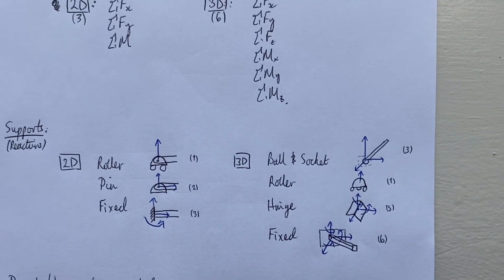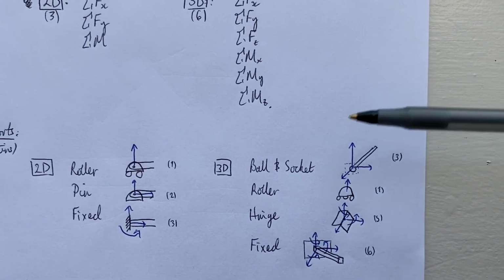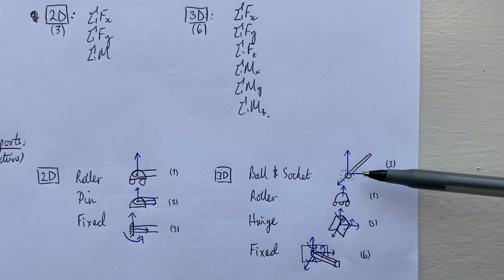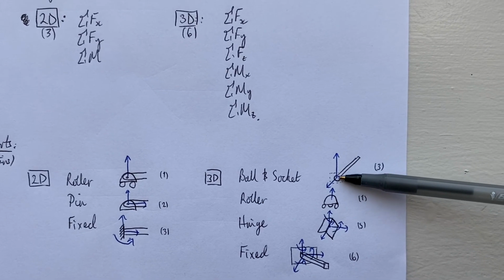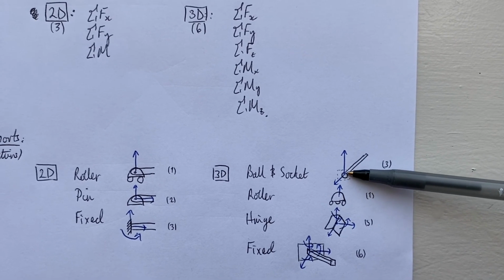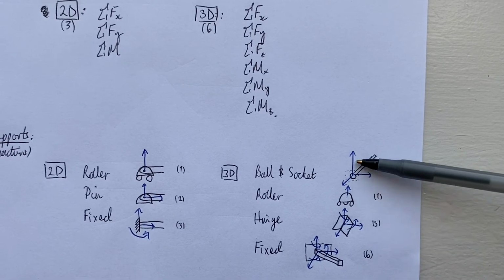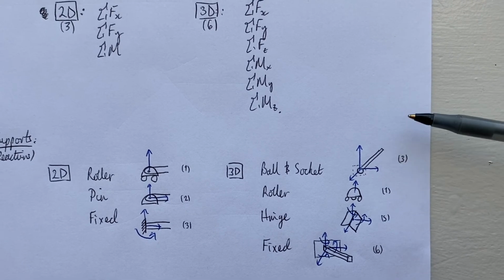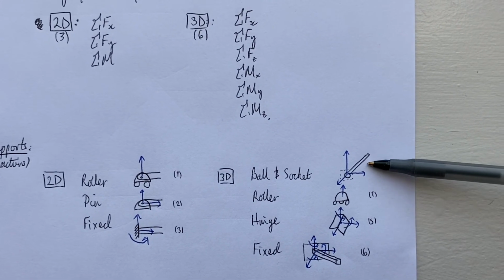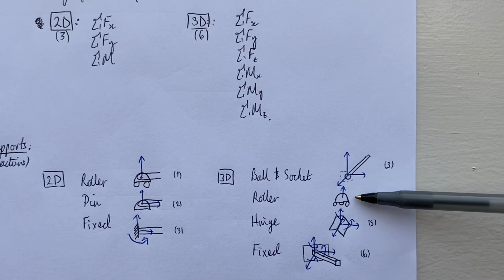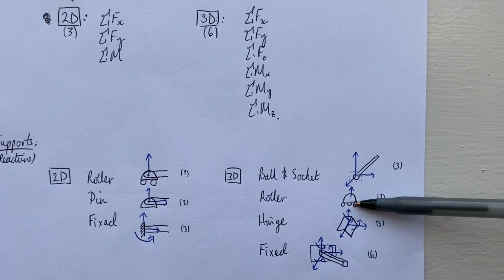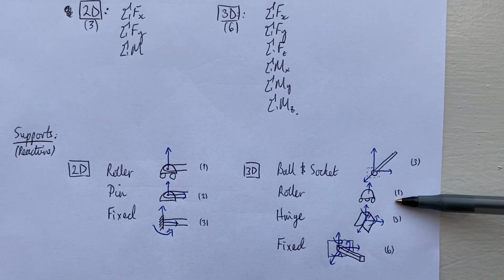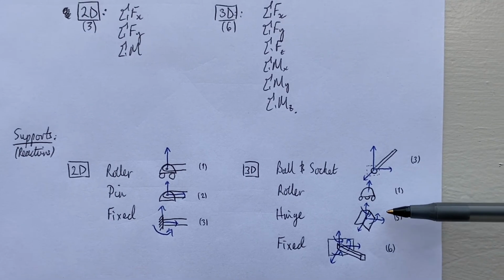In 3D, we have what's called a ball and socket, which is basically the 3D version of a pin support. So that stops the joint or the support from translating. So we have reactions in the X, Y, and Z directions, but it allows free rotation of the arm, so it doesn't have any moments, and therefore we have 3 unknowns. A roller support is exactly the same, just has 1 normal reaction force, so therefore it just gives us the 1 unknown.